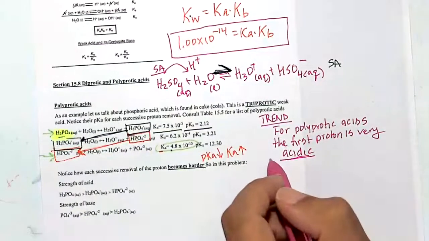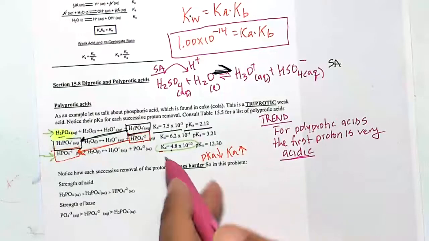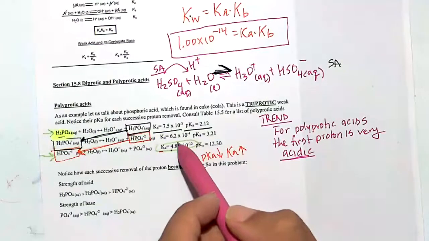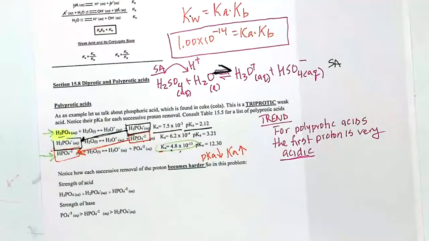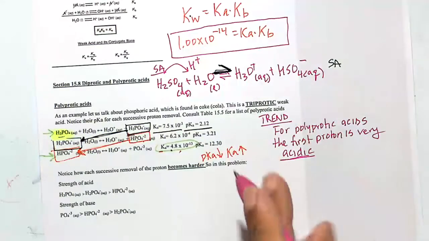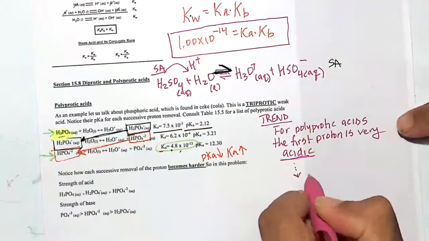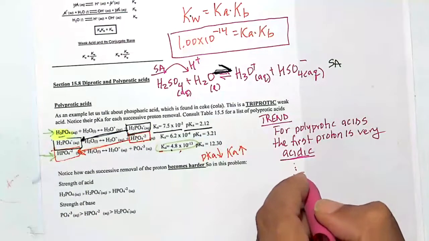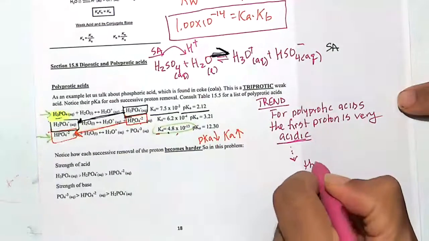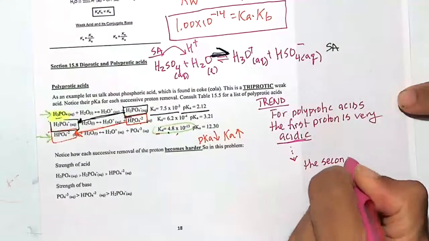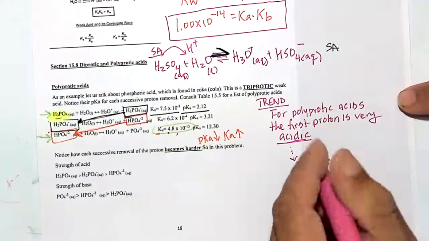Okay, the second proton and the third proton are not as acidic. The second proton, 6.2 times 10 to the minus 4, is not very acidic compared to the first one. The third proton, 10 to the minus 13, is not a good acid. So the second and subsequent protons are less and less acidic.